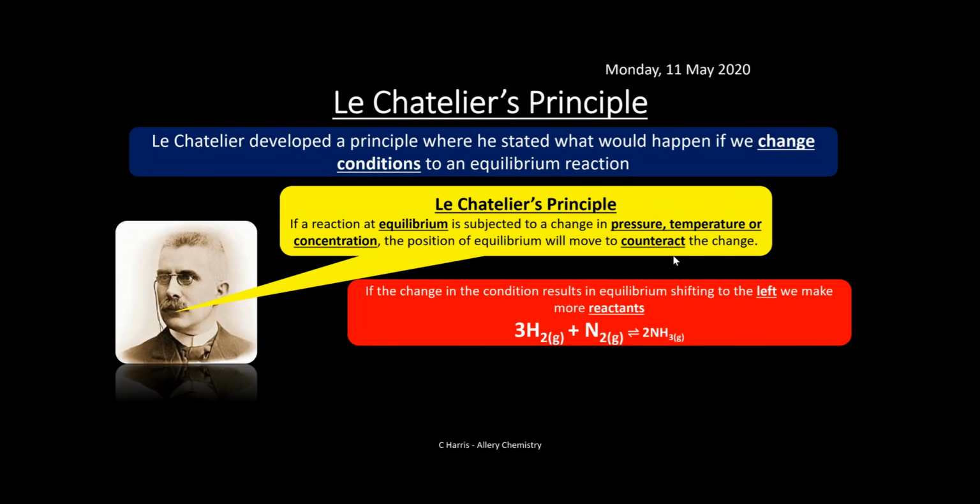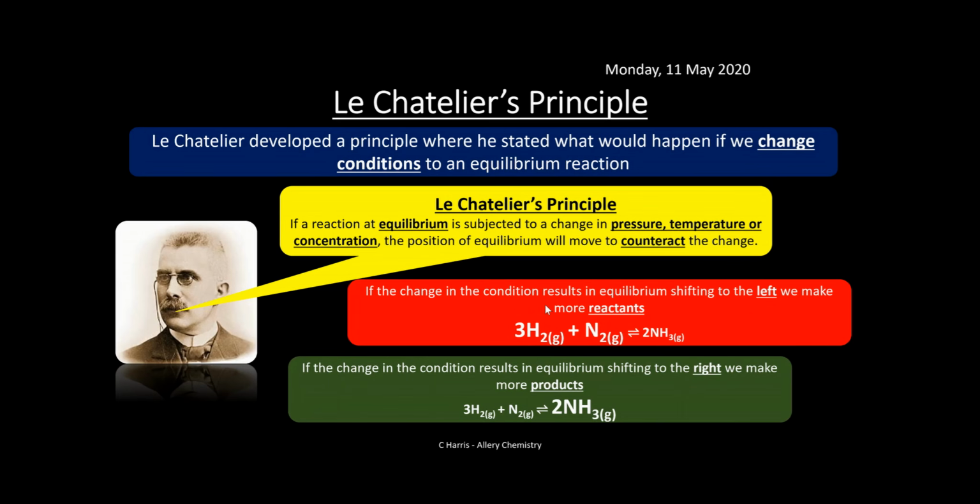If the change in condition results in equilibrium shifting to the left, we make more reactants. You can see here I've written down an equation, but I've emphasized one side of it. We've got hydrogen and nitrogen here, and ammonia on the right hand side. If the change in condition results in equilibrium shifting to the left, we make more reactants. And likewise, if the change results in equilibrium shifting to the right, we make more products, and you can see we've emphasized the product side.